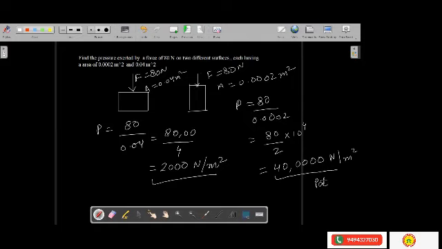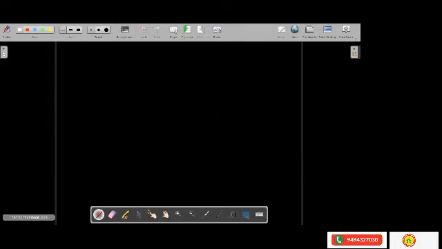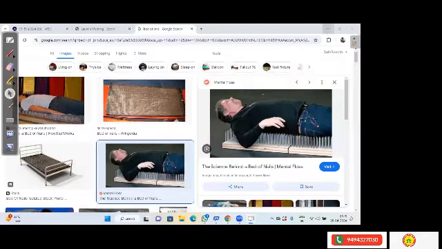So in a similar way, you can assume, suppose you yourself are hanging your school bag. When you are hanging the school bag, we can do the same thing by changing the area of the strips of your bag. Let's say I showed you in the last class also. Okay, I'll show you here the area of bag strips.